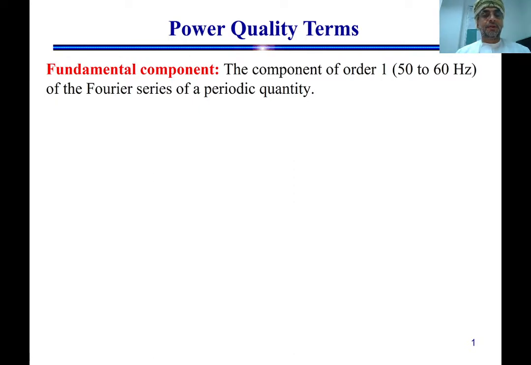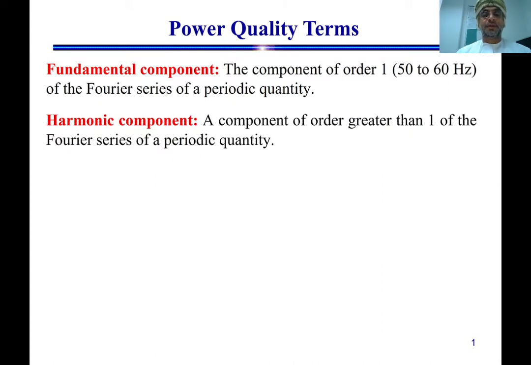When we say fundamental component, that means it is the component of order 1 of the Fourier series of a periodic quantity. Of course, in Oman, the frequency is 50. So when we say the fundamental component, that means we are talking about the 50 Hertz component, or order number 1. Of course, if it is 100 Hertz, second order, 150, third order.